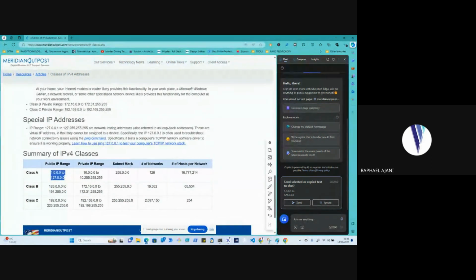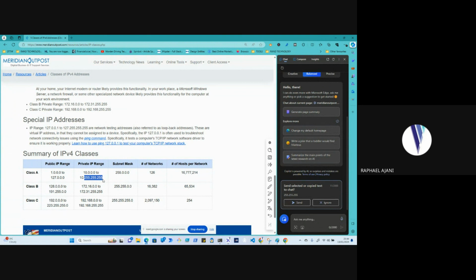So the subnet mask is what defines the categorization of the IP addressing class. The 255 here tells you that this is a class A IP address. 10.0.0.0 to this is the network segment. This other segment is the host segment. Between here and here is the host segment. Are you following now?